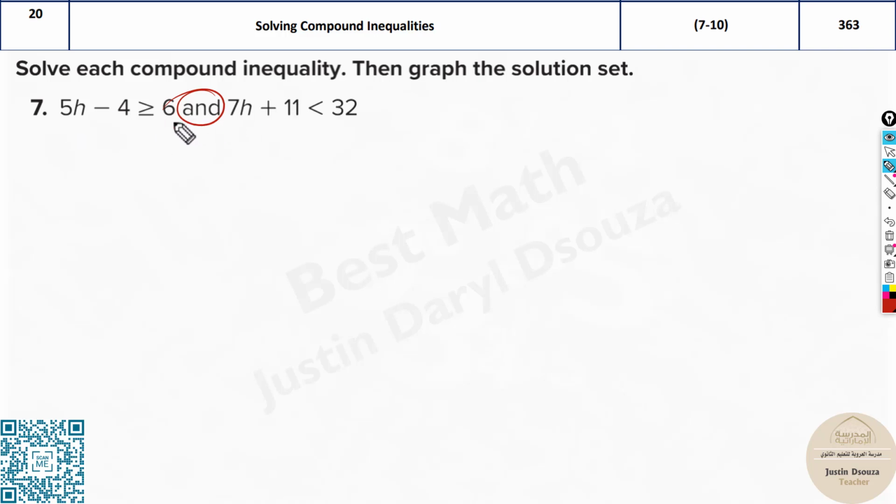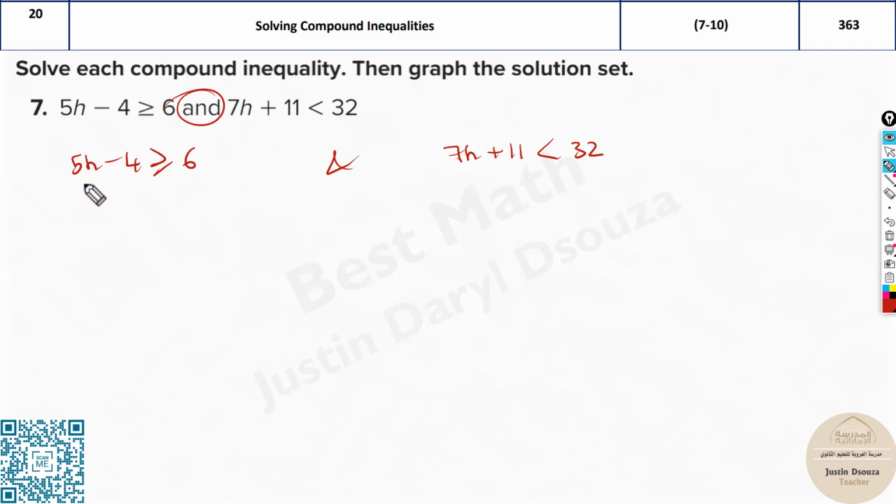Now, in such questions, the first thing is to simplify each inequality as much as possible. Now we have 5h minus 4 greater than or equal to 6. Let me take one inequality at a time. 5h minus 4 is greater than or equal to 6, and the other one, 7h plus 11 less than 32. First, move all the numbers to the other side, and leave the h.